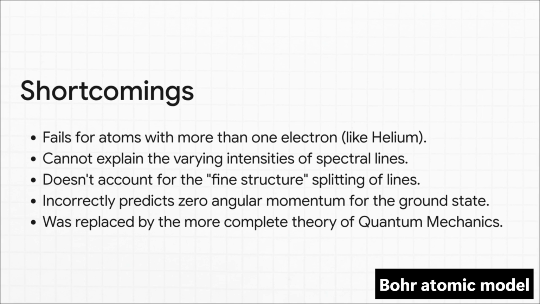It couldn't handle helium with its two electrons. It had no explanation for why some of those spectral lines were brighter than others, or why, if you looked really close, they sometimes split into even finer lines. And by the 1920s, a much more complete and, honestly, much stranger theory, quantum mechanics, came along and showed us that electrons weren't tiny little planets at all, but more like fuzzy clouds of probability.